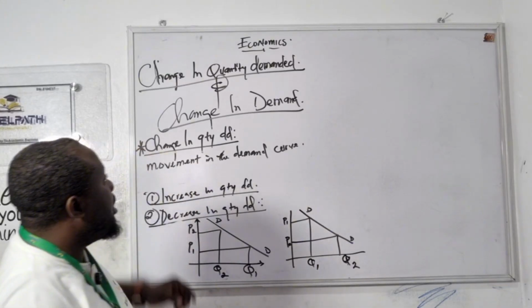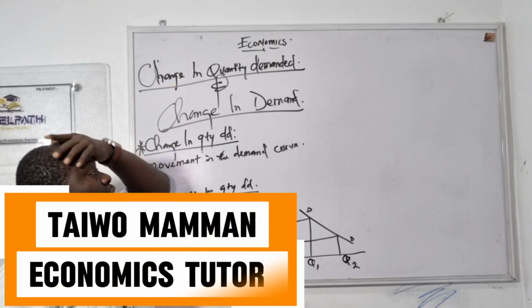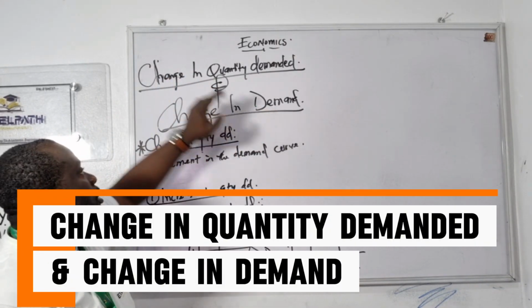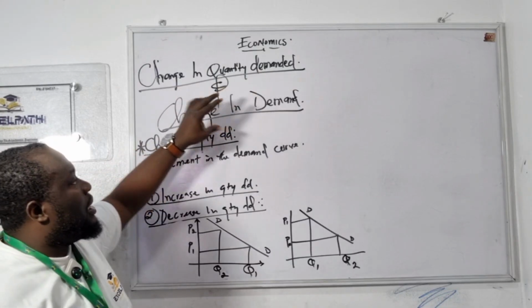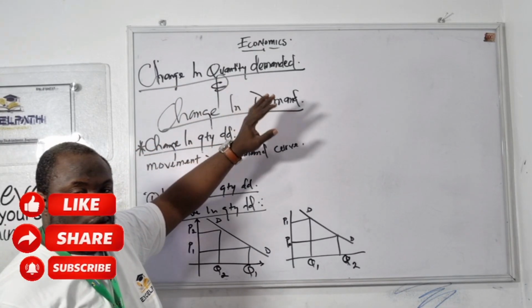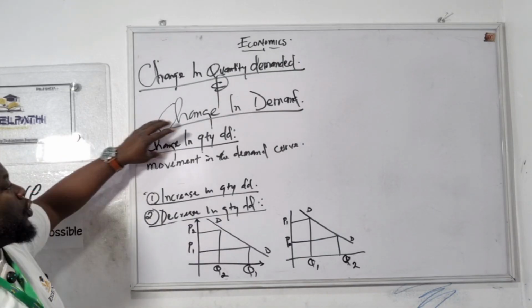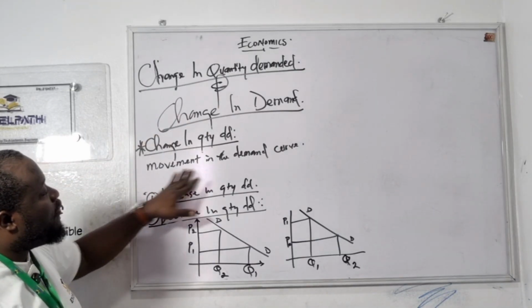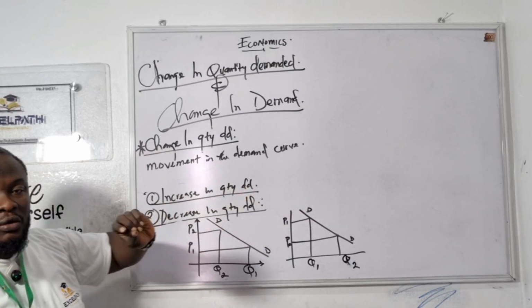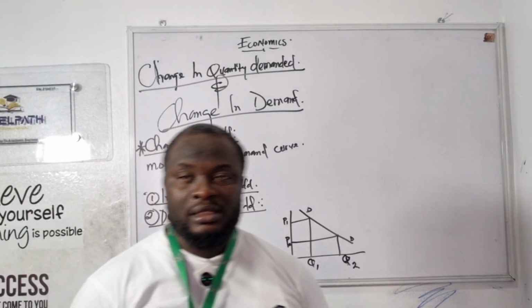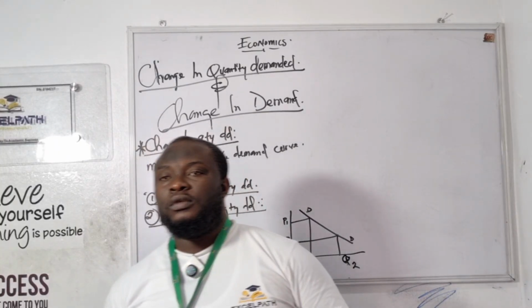We are going to be looking at what we call change in quantity demanded and change in demand. Now, change in quantity demanded is a movement in the demand curve. Change in quantity demanded is a what? A movement in the demand curve.